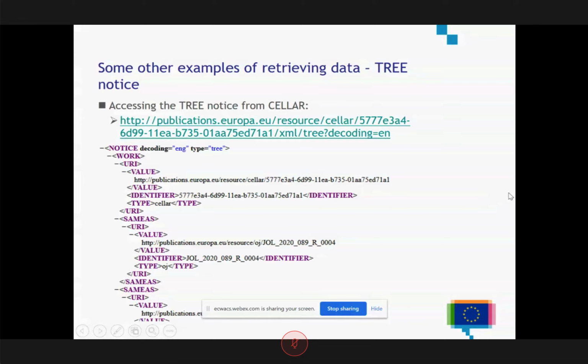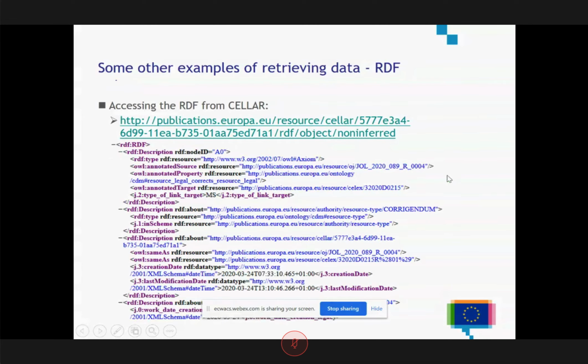And of course, there is a kind of shortcut where you could access directly from the CELLAR with modified URLs. For instance, to access the tree notice, you could add this part here at the end of the URL, which is the CELLAR ID I was mentioning before. And then you say, okay, I want the XML and I want the tree notice decoded in English. Or this is how you could access the RDF. It's the same example, but then you want the RDF and you add what's necessary at the end of the URL, so you could get the RDF of the notice of the same document.